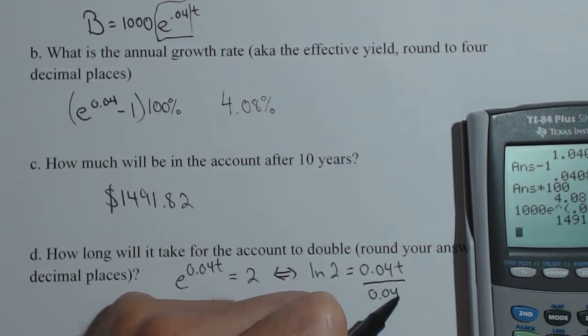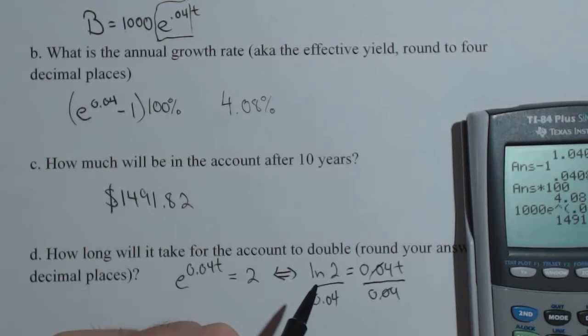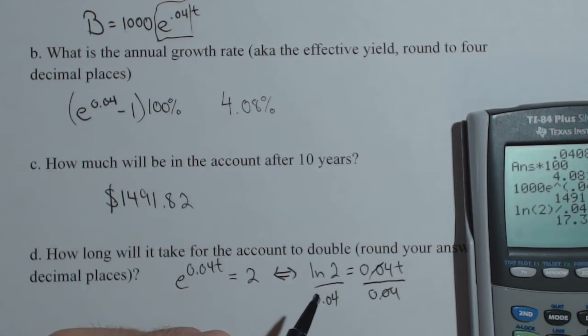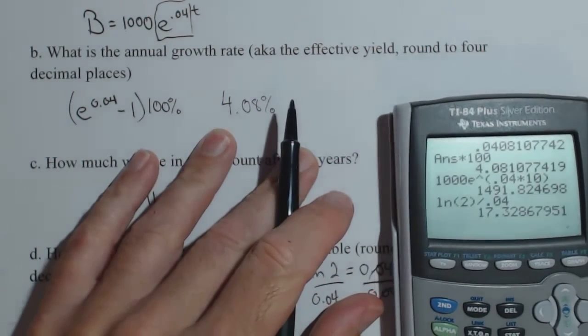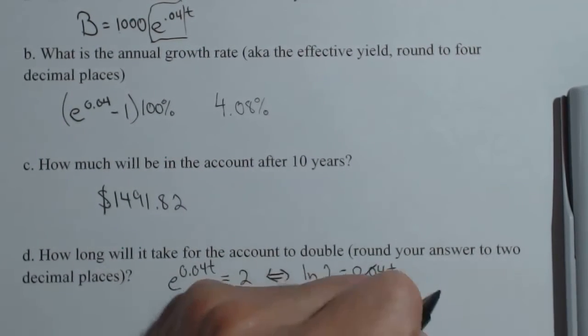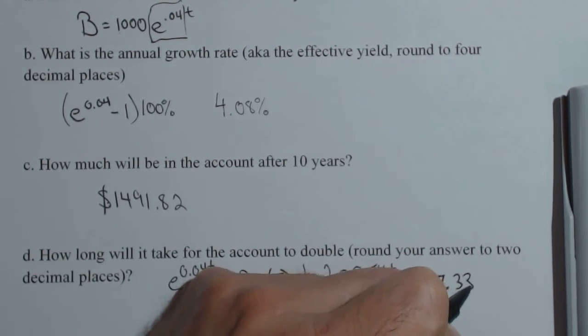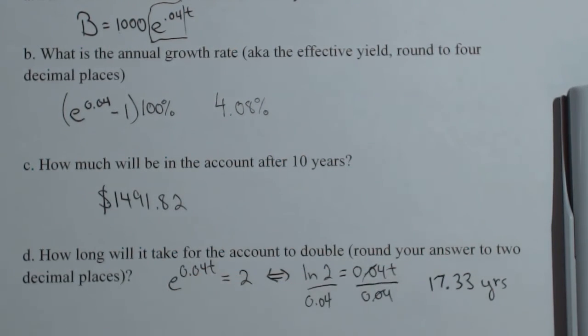Divide both sides by 0.04, and we should have our t. So we take ln of 2 divided by 0.04, and there's our t. Oops, a little bit cut off the screen. About 17.33 years, rounded to two decimal places.